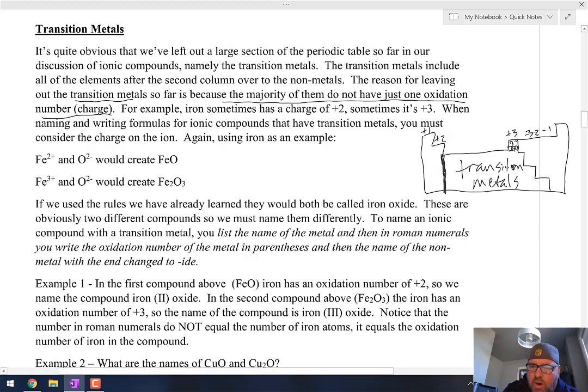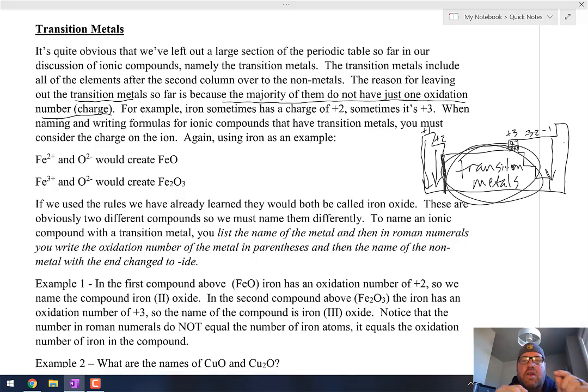Most of these elements in that transition metal area can lose a different number of electrons. They don't always lose the same amount. Like this column here always loses 1. This column always loses 2. This column always gains 1, etc. The transition metals are metals, so they always lose electrons, but they can lose a different amount of electrons. And so this is where it gets a little bit trickier.